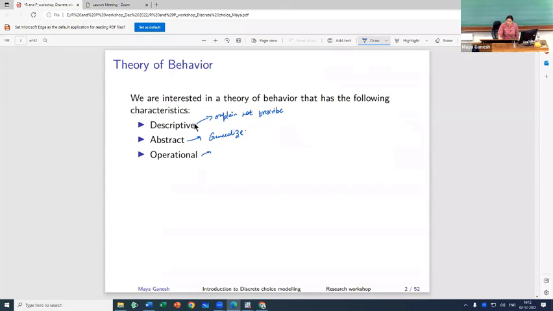And then it should be operational. And what I mean by that is, in some sense, it should result in models. And what do I mean by a model? A model should have some variables which can be measured, and then some parameters which can be estimated.